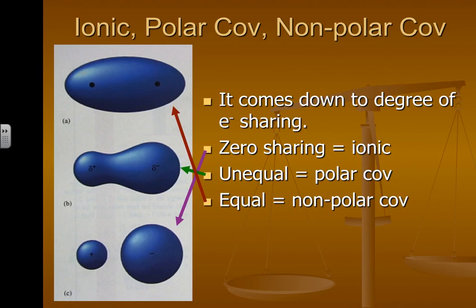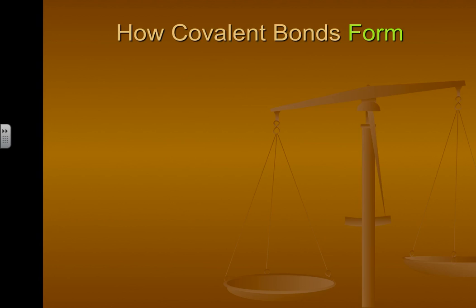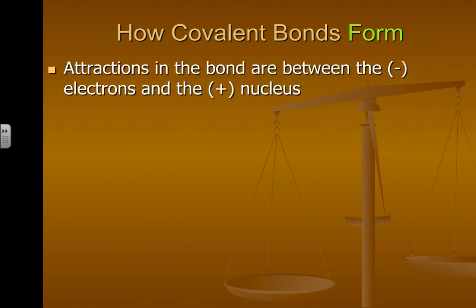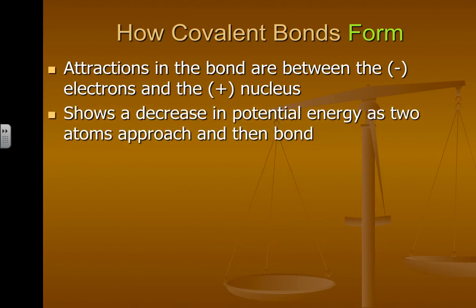So we've already done ionic. Now it's time for covalent. So how do they form? Well, first, the attractions that actually hold the bond together result from the electrons and the nucleus being attracted to each other.